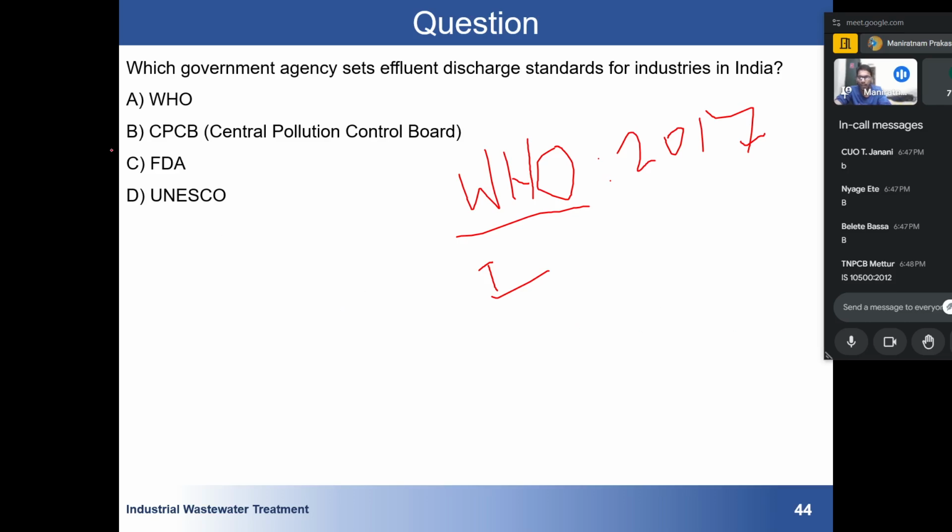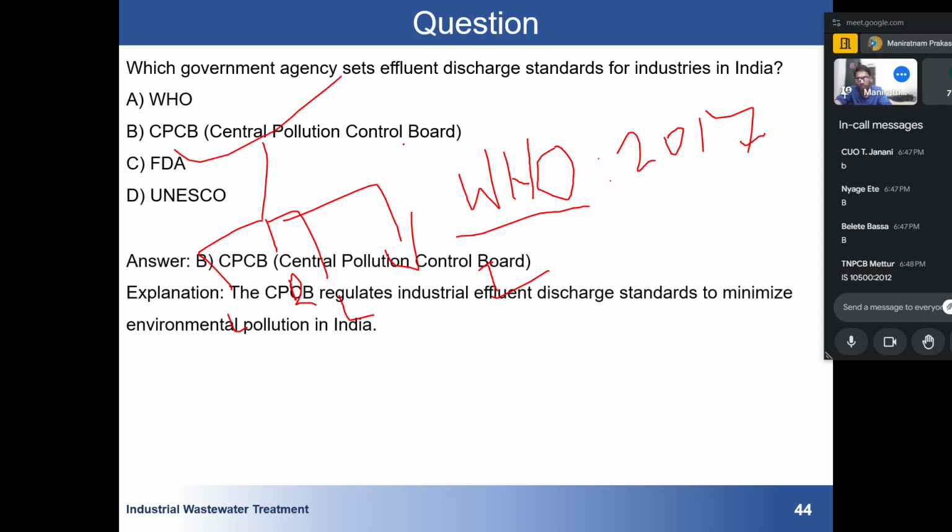Good. Now this was for drinking water. For pollution, it has four charts. First is land, second is river, I think third is ocean, and fourth is lake or something. Depending upon the degree of treatment, you can discharge your treated wastewater, and that is fully controlled by CPCB, the Central Pollution Control Board. So the correct answer is CPCB regulates industrial effluent discharge standards to minimize environmental pollution in India.